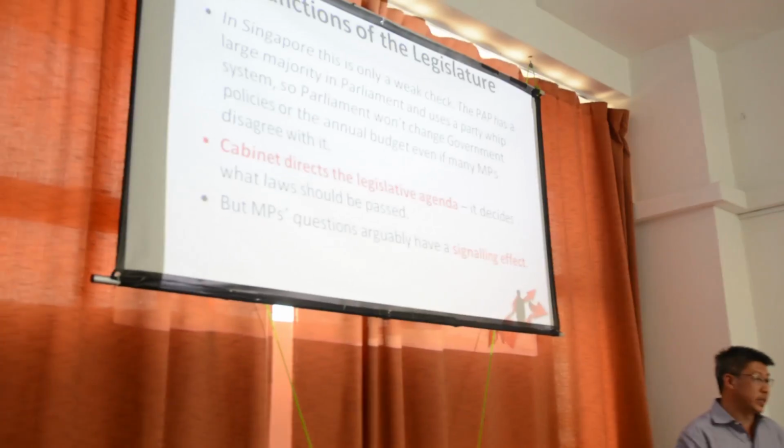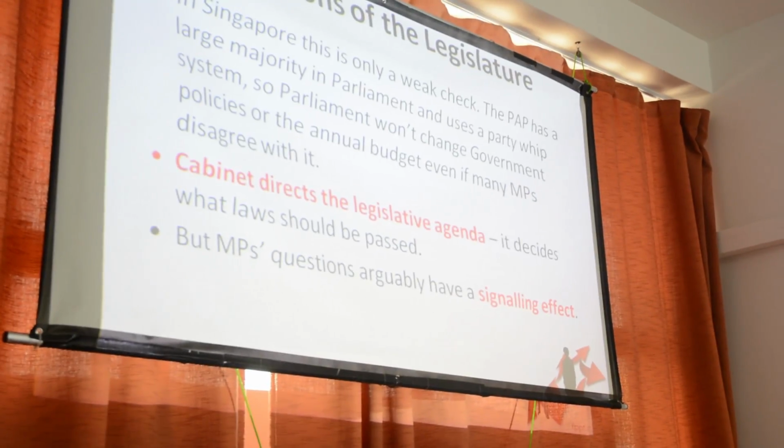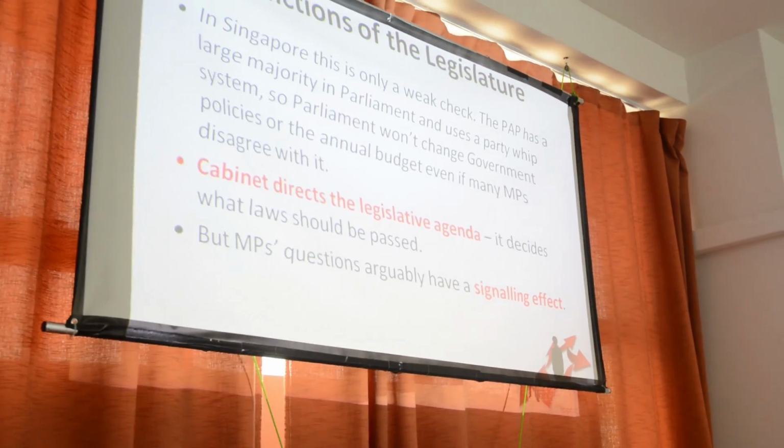So essentially, cabinet directs the legislative agenda. It will decide what laws will be passed. But at the very most, the ability of MPs to ask questions has a signaling effect. It sends a signal to the public to say, these are important issues and we want answers from the government on them. So I don't think we should say that the ability to ask questions is useless, right? It is a useful thing to have at the very least, even if you can't block the policy.